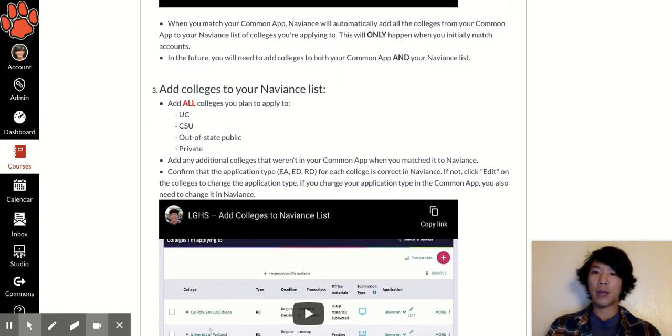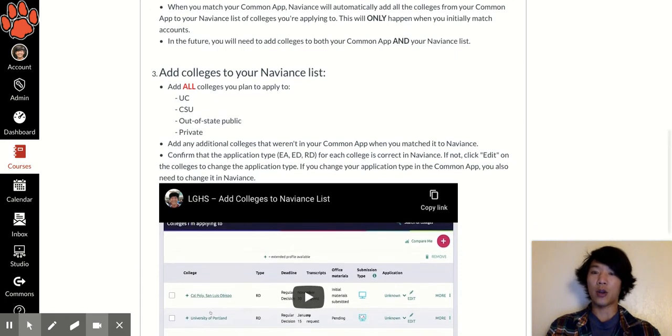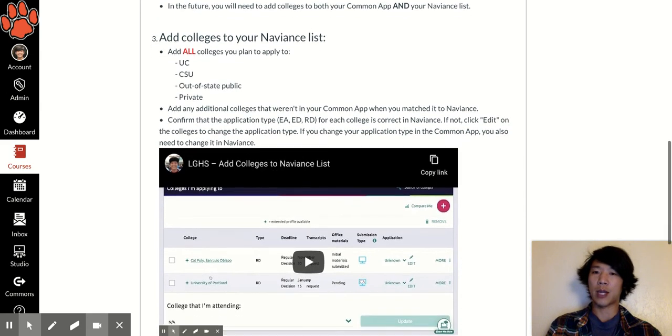In the Common App, as I mentioned, you don't apply to UCs and CSUs, but in Naviance, we use this as a list of all of the schools that you're applying to. So you'll want to add all the schools from the Common App and all of the UCs and CSUs that you may be applying to as well.